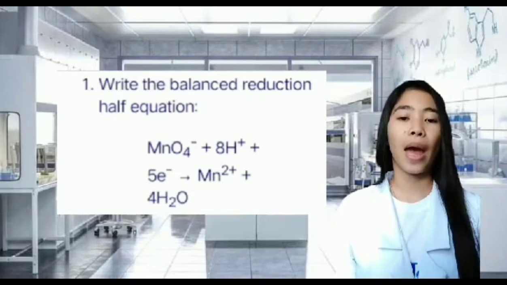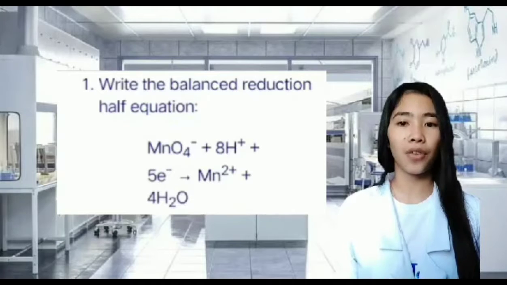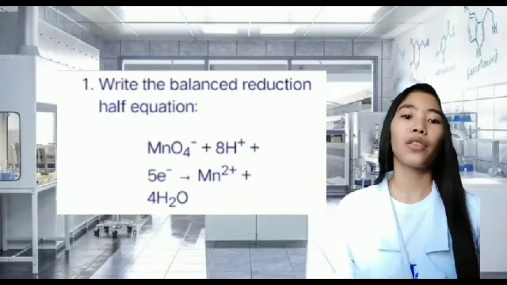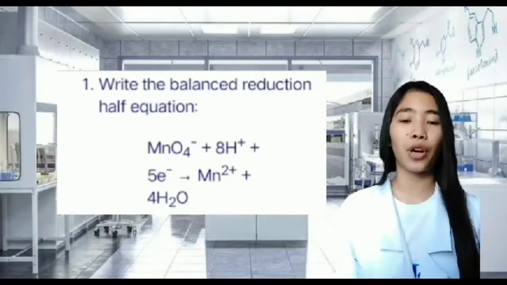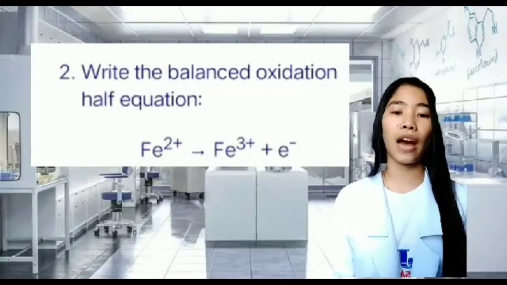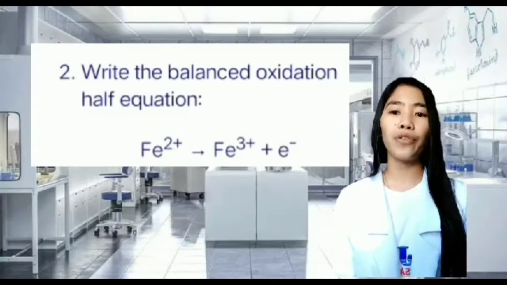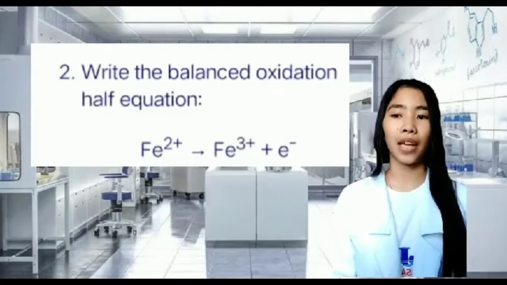So we have MnO4⁻ plus 8H⁺ plus 5e⁻, and the product is Mn²⁺ plus 4H2O. So our next step is we need to write the balanced oxidation half equation. So we have Fe²⁺ going to Fe³⁺ plus e⁻.